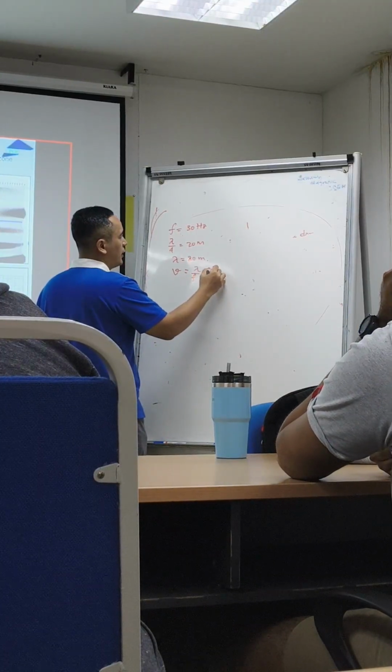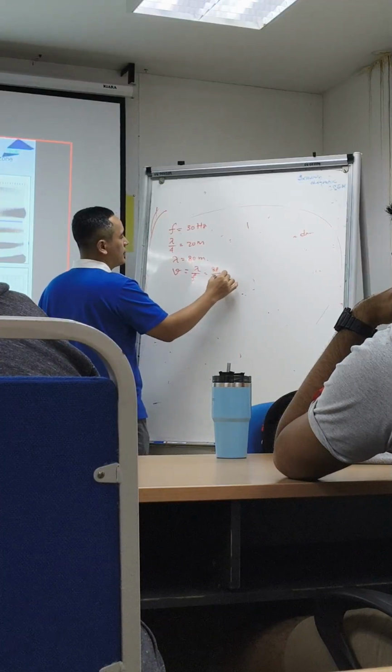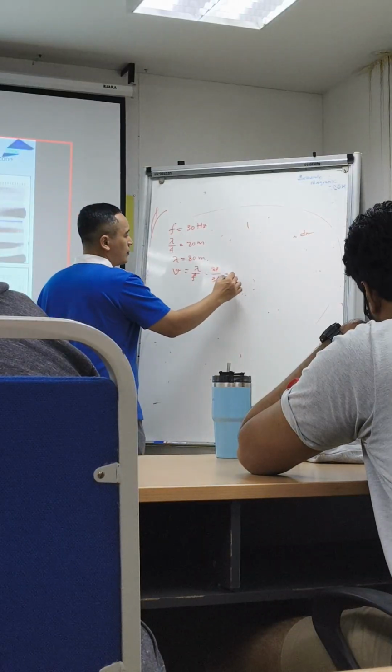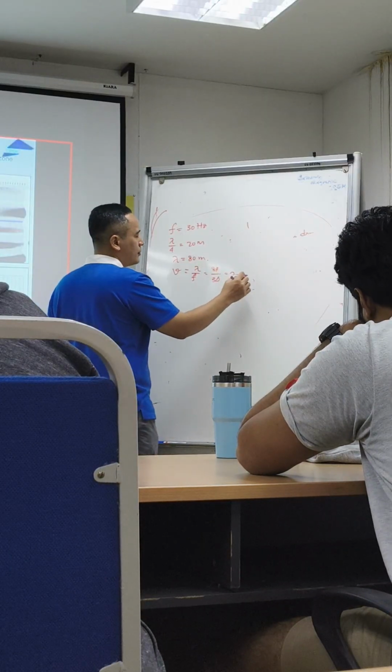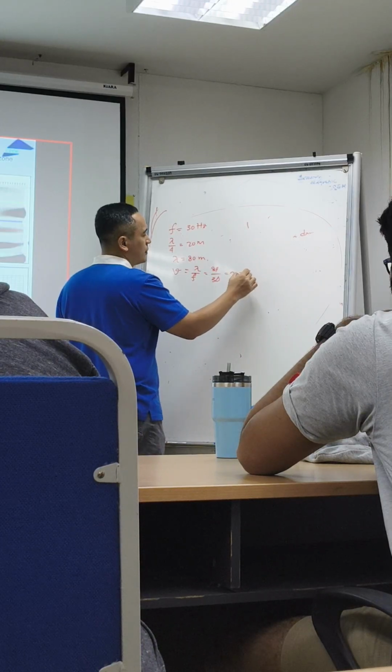80 divided by 30. How much is this? 2.67.